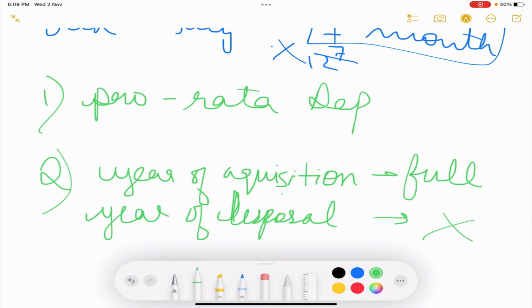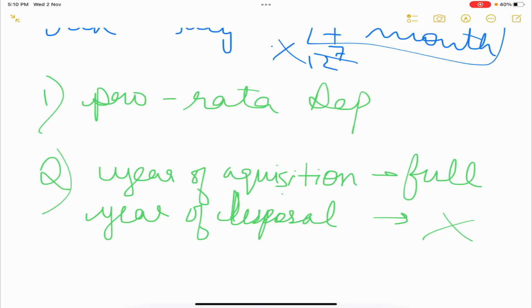So the first method is the pro rata, which means that for how many months you actually had the asset, for that many months only you calculate the depreciation. Now the second method is that the year you are purchasing the asset, even if you have used it only for 4 months or 6 months, still charge the entire depreciation for the whole year. But the year you are disposing of the asset, in that year have the depreciation as 0. Do not calculate the depreciation for the year in which you have sold it off. So this is the second method. We will do the questions and you will be able to understand it better.